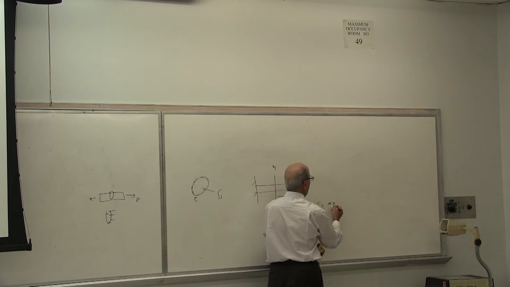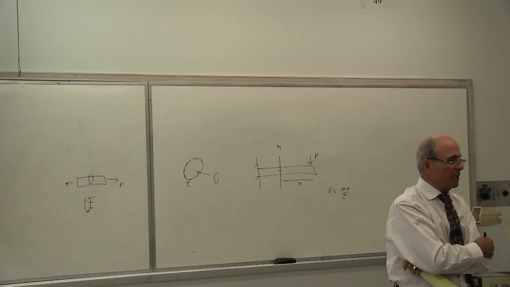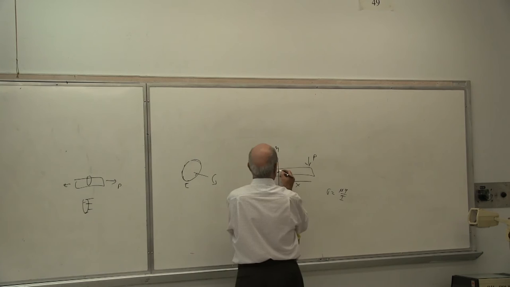This way, sigma equals My over I. You know on the neutral axis, the effect is zero. As you go up, it's tension or compression. One side is tension, one side is compression. Is that correct or not? Vice versa. So the definition is where you put it here. It totally depends on the state of stress at that point. Is that correct or not?